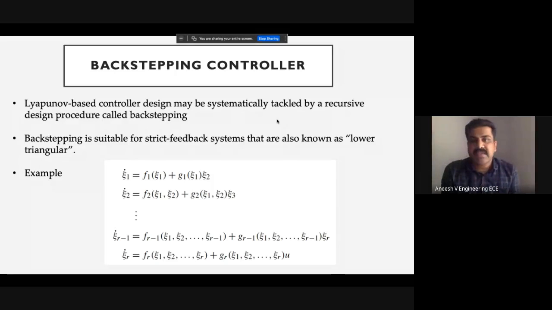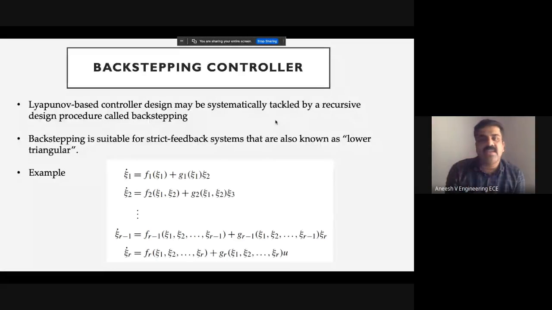The Lyapunov-based controller design may be systematically tackled by a recursive design procedure called backstepping. That means we have a system, and we have to divide that particular system into different subsections. I have a bulk process, and I am splitting it into 3 subsystems. To the 3 subsystems, I am going to implement a controller. After implementing the controller, I am coming from the innermost system to the outermost system. From innermost to outermost, at each level, I am stabilizing my innermost system.